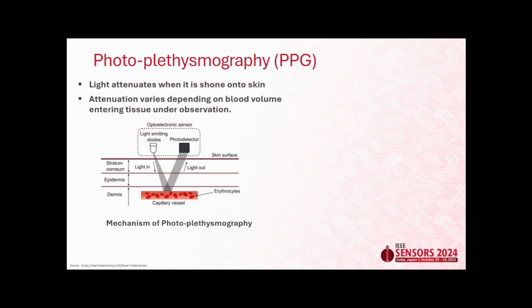Photoplethysmography is an optical sensor which detects changes in blood volume. The basic principle of the PPG is that light attenuates when it is shone on the tissue. The photodetector detects changes in light absorption, scattering and other factors in the blood and the tissue. The light attenuation varies depending on the blood volume entering the tissue under observation.